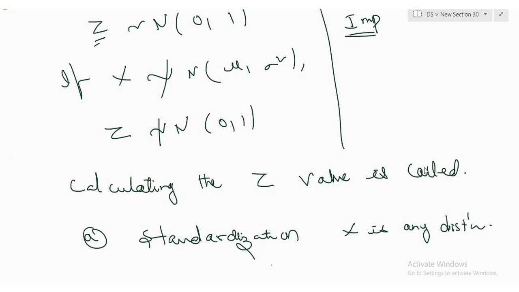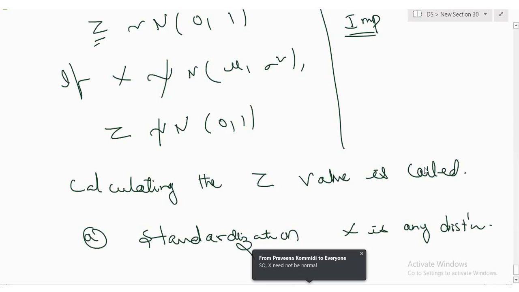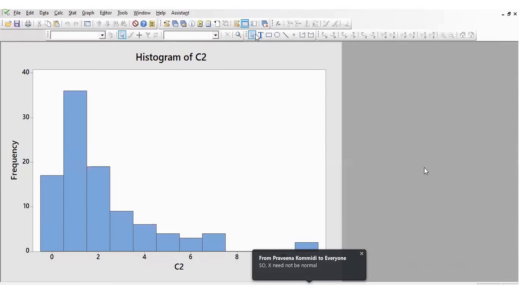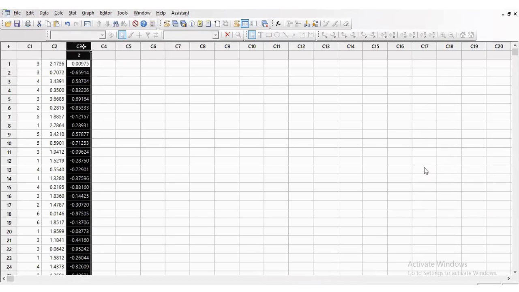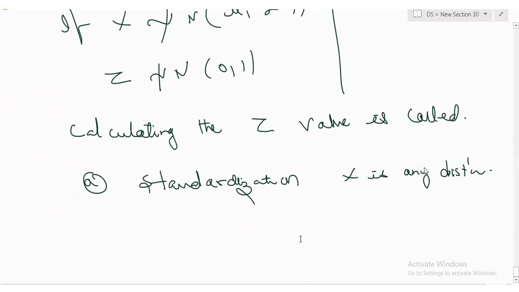You guys are understanding? So tomorrow if I say standardize the data, what is the meaning of this? Take x values, calculate x minus mu by sigma. The new data is called standardized data. So this data is standardized data. All are with me? What is the importance of the standardization? Let me talk now itself.